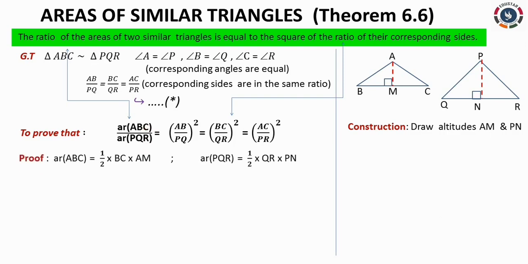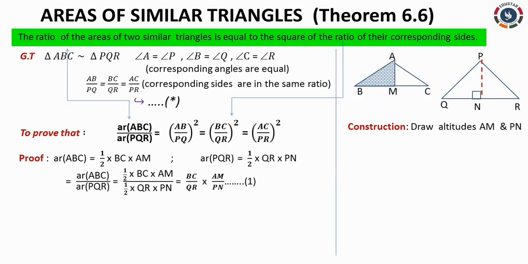So area of triangle ABC is equal to half into base BC into height AM. Similarly, area of triangle PQR. And we are going to find out the ratio of these two. Substituting the values in the numerator and the denominator, and after cancelling half and half, we will get BC by QR into AM by PN. Exactly, in the triangle ABM and in PQN.